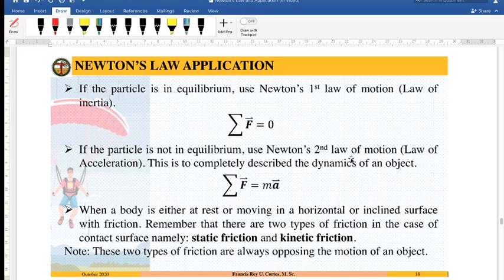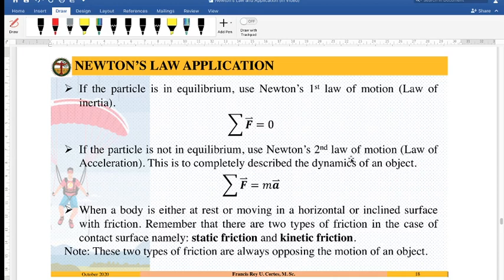Okay? And second one, if the particle is not in equilibrium, use the second law of motion or the law of acceleration. So ito yung particle nga nag-accelerate na siya. Okay? This is to completely describe the dynamics of an object. So using these two laws of motion, we can now describe the dynamics of an object. So remember that if you sum all the forces acting on an object, that is equal to mass times acceleration. Okay, if your object is not in equilibrium.